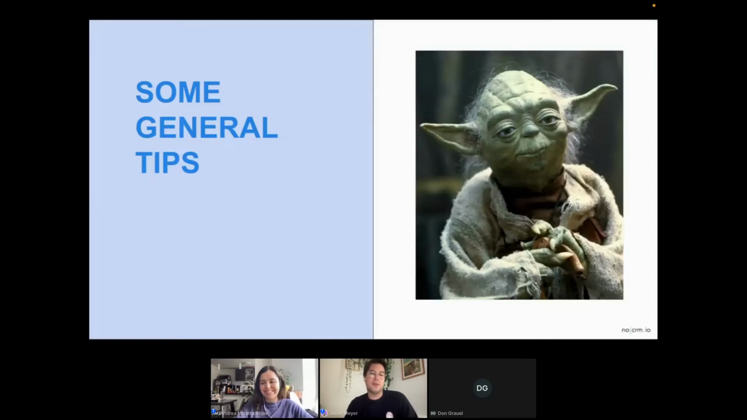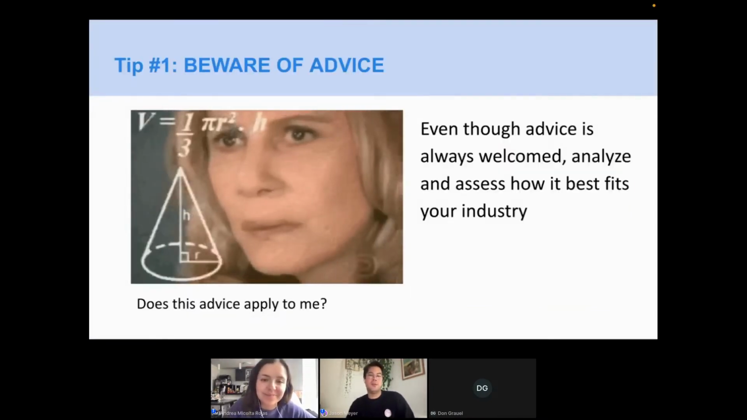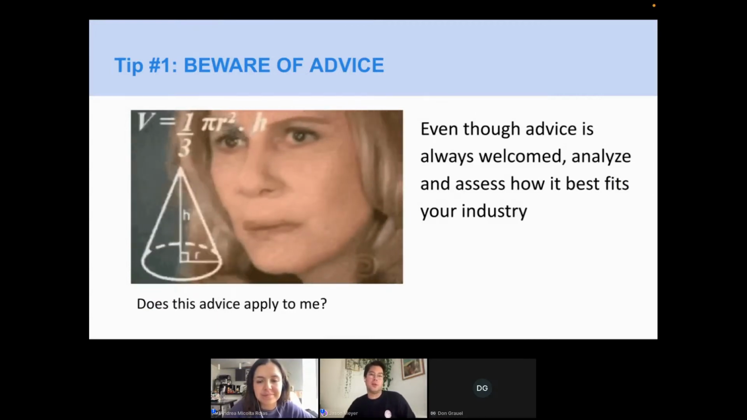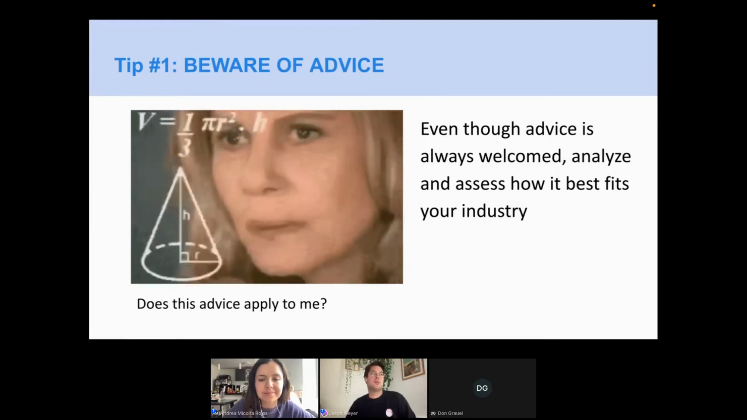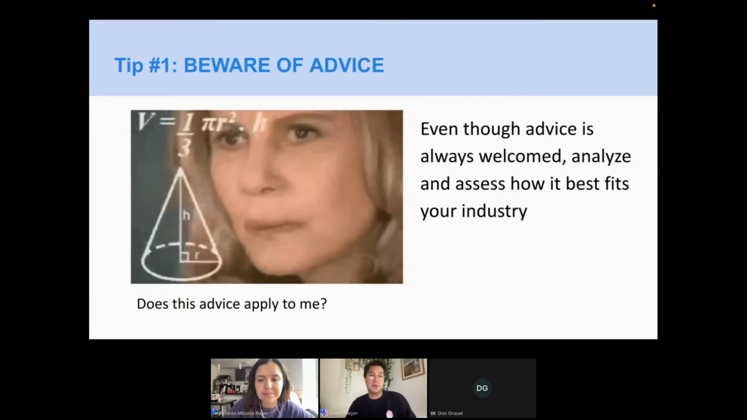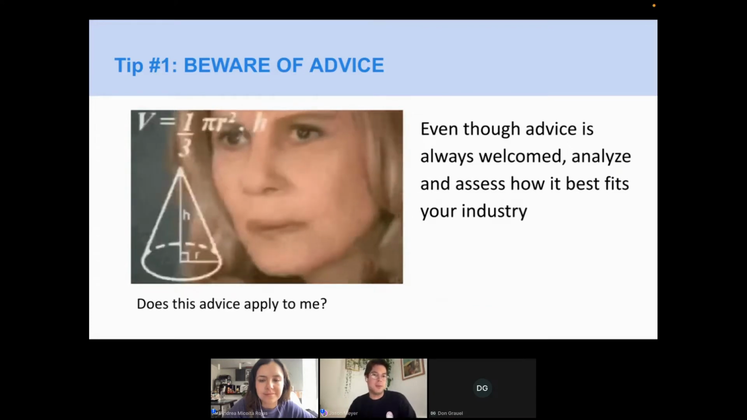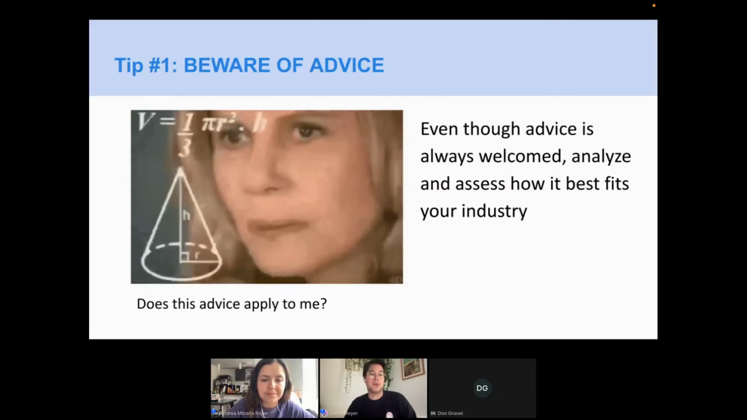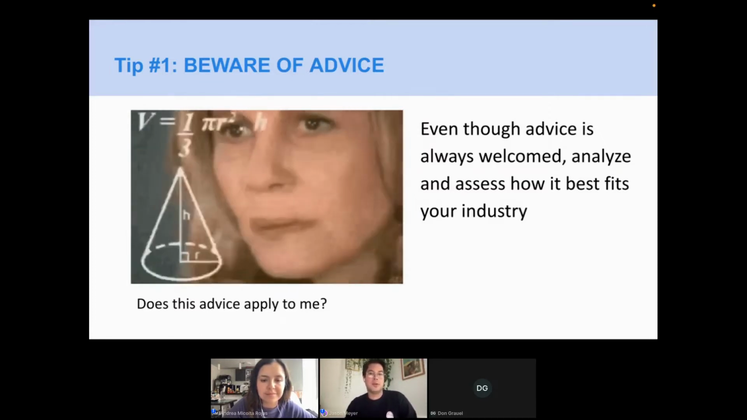So, some general tips and advice from our end. Beware of advice. Even though we are going to share a lot of information with you in terms of defining your ideal target and how to best reach out to them, you have to always keep in mind what works best for you, because most of the time experience topples anything anybody can tell you. You know what works best for your business, for your messaging, and how best to reach your ideal target.